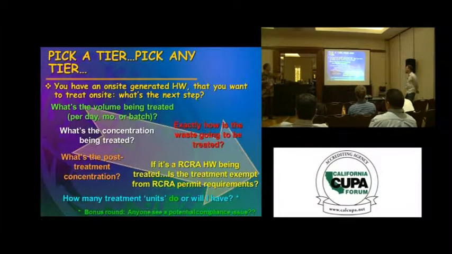And if it's a WICWA waste being treated, is that treatment exempt from RCRA requirements? And then how many treatment units do they have or will they have? And what's the fireball? What's the potential compliance issue with this word right here? When somebody submits a set of applications for tiered permitting, saying this is what I have, this is what I'm operating, any potential problem with that?